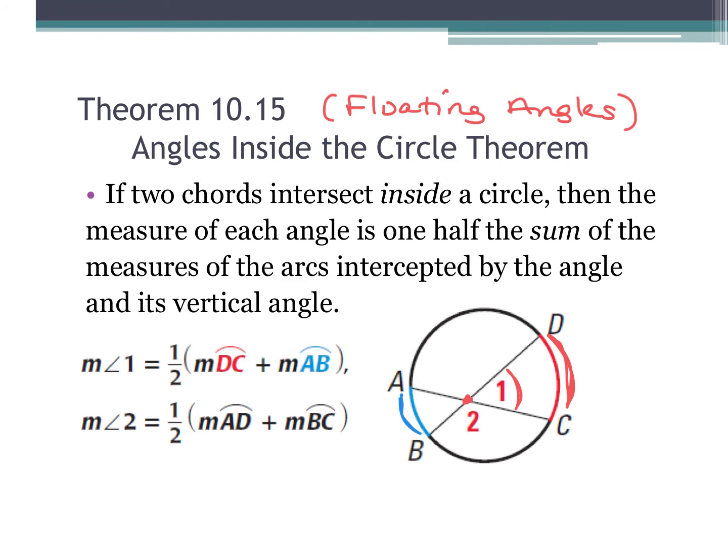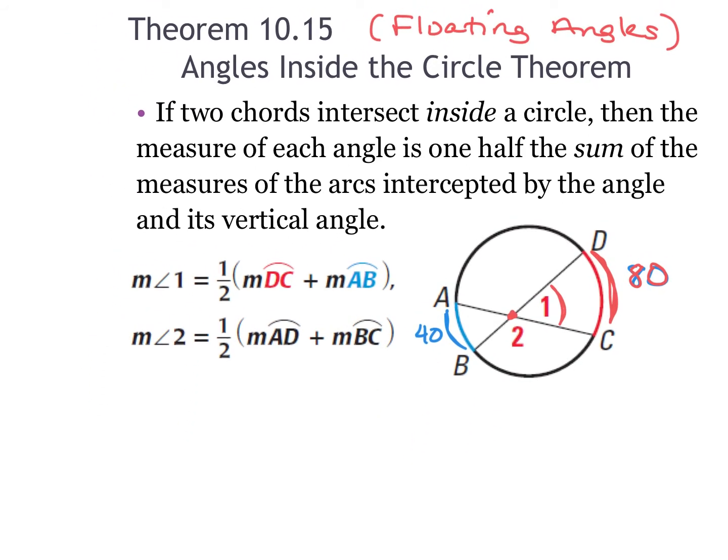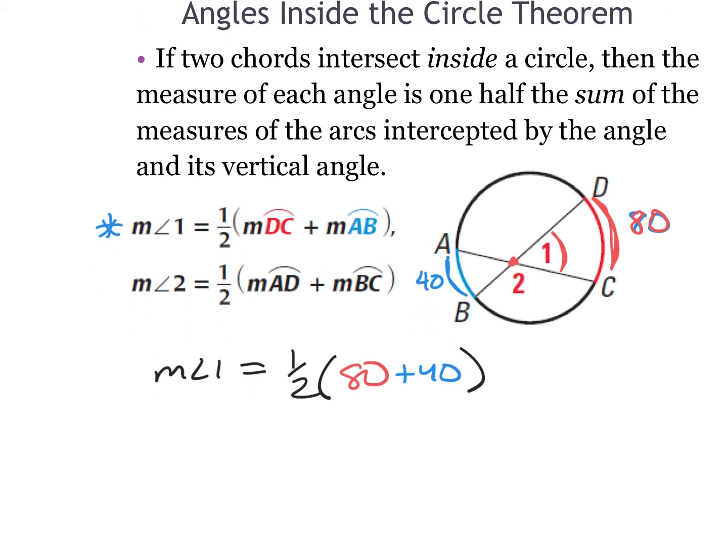Let's give this some numbers to try this in action. Let's say I want to find the measure of angle 1. I could say that this red arc is 80. I'm just making up numbers here. And let's say this one's 40. So to find the measure of angle 1, I'm going to use this formula. The measure of angle 1 is equal to 1/2. DC is 80. AB is 40. I'm going to add them and divide by 2. So 1/2 times 120, and the measure of angle 1 is going to be 60.